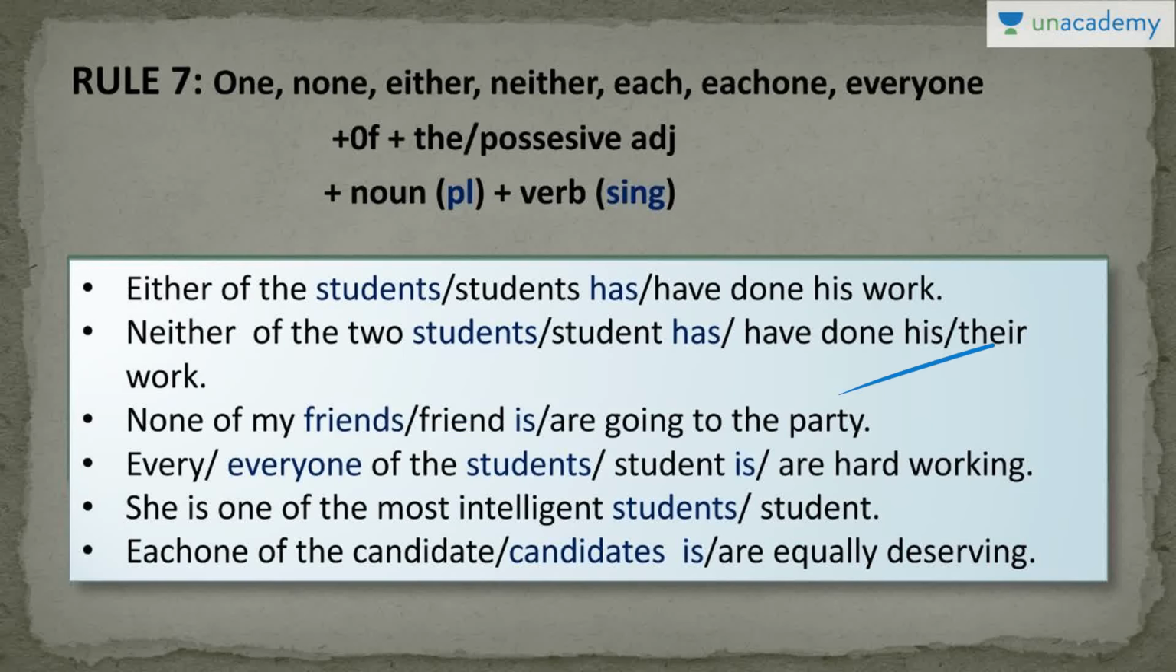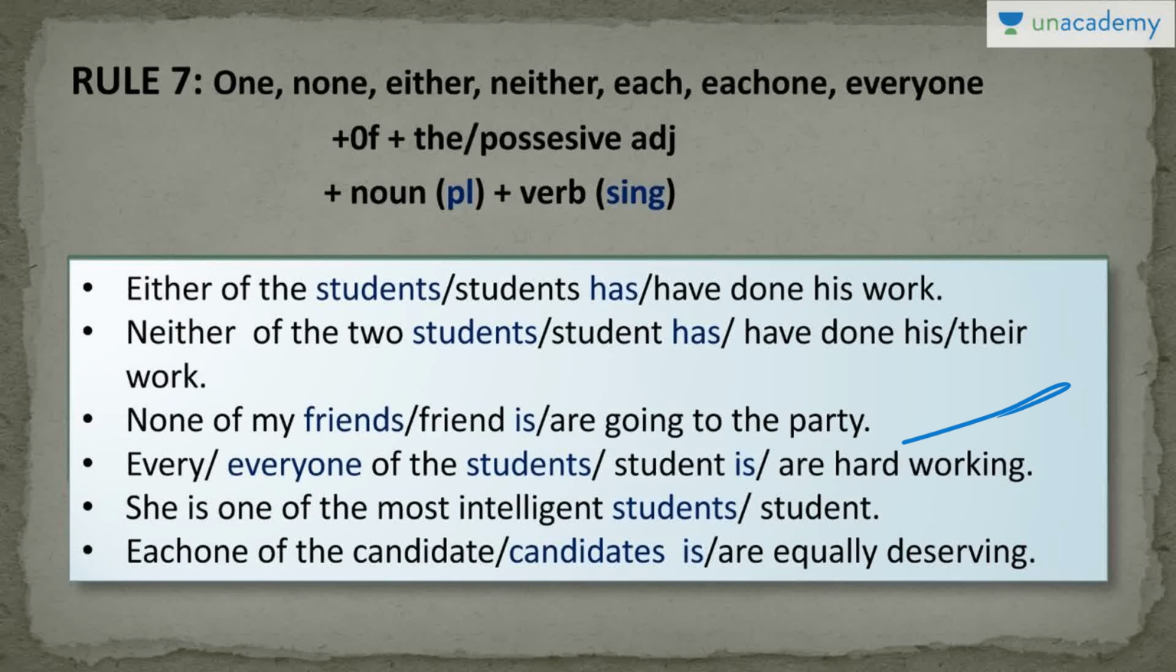Next, none of my friends or friend is or are going to the party. Again, the sentence starts with none, it is followed by of, then there is a possessive case. So the noun after it has to be plural, so I would choose friends. But the verb has to be singular, so I would choose is, and the sentence becomes, none of my friends is going to the party.